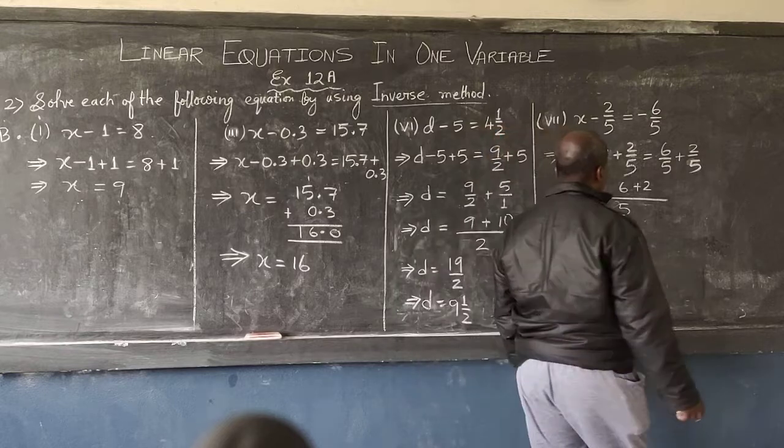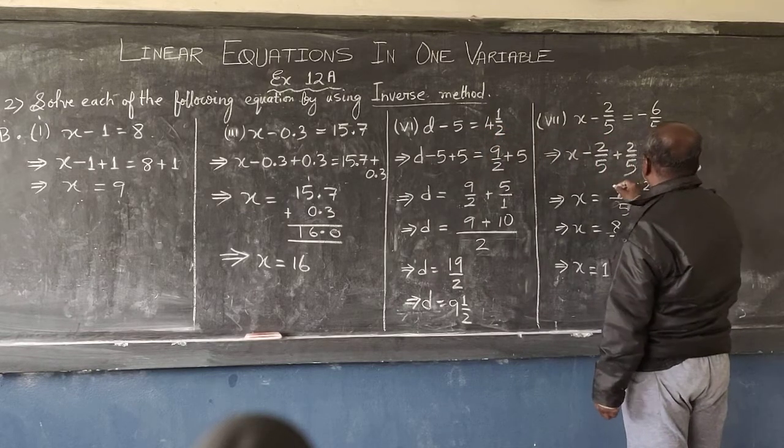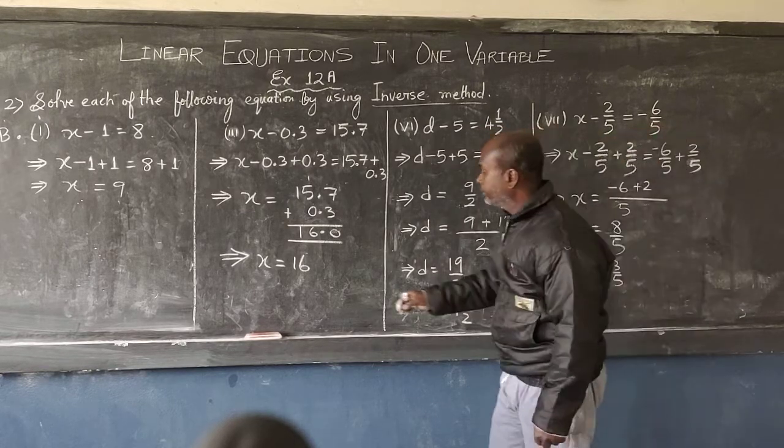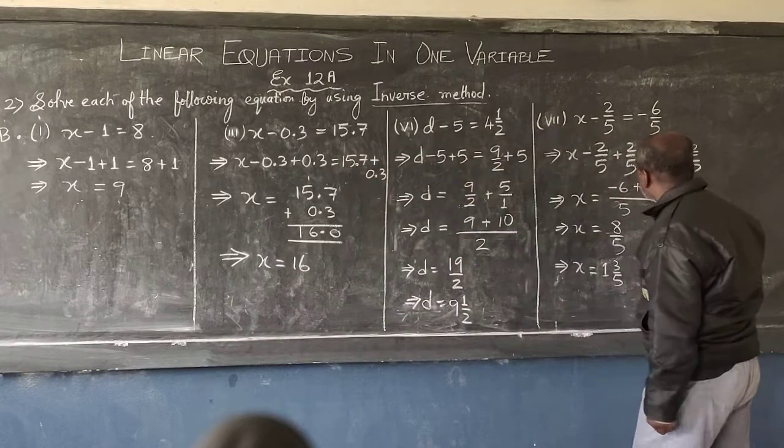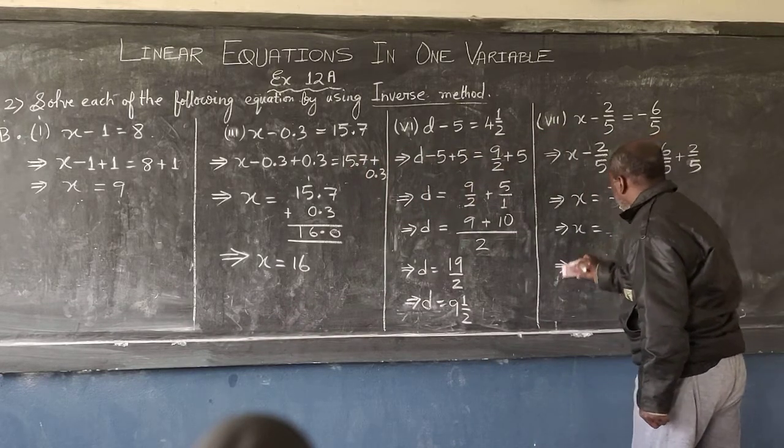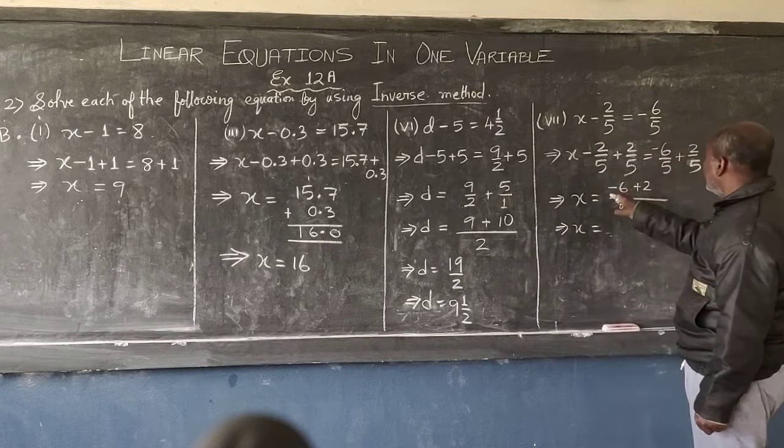Oh sorry, I have a mistake here. There is a minus sign. So minus 6 plus 2. I'm extremely sorry, I did not see this sign. So minus 6 plus 2.